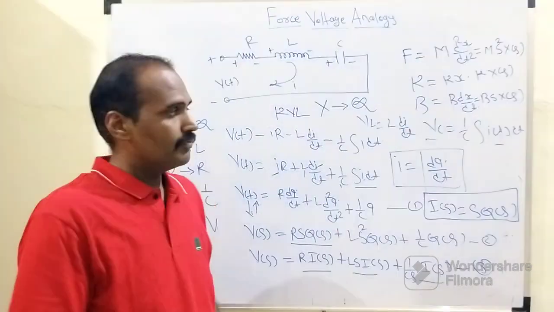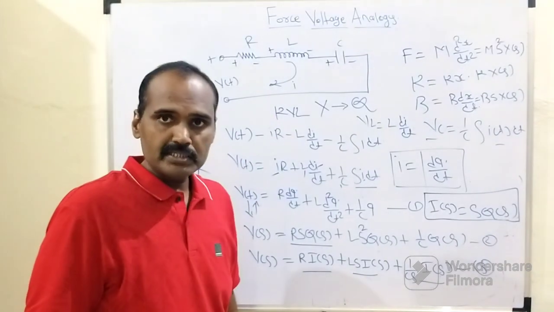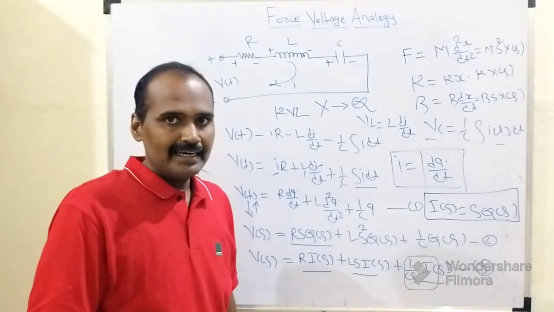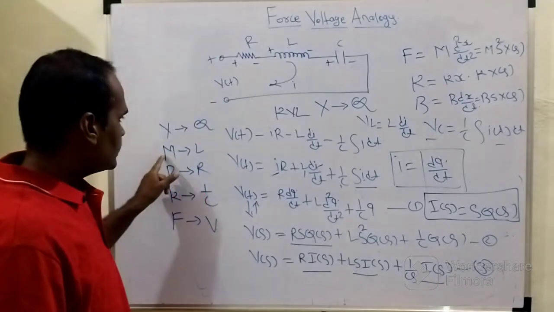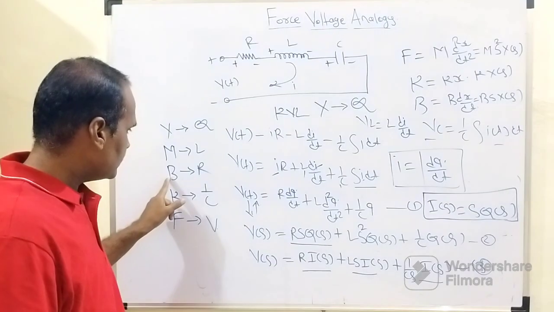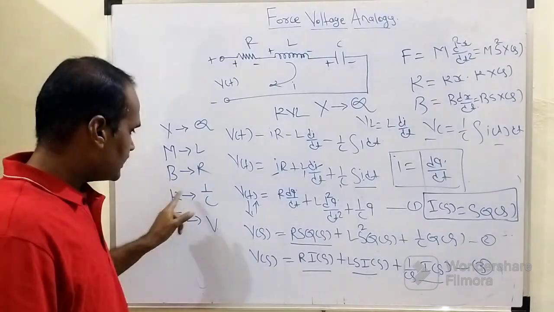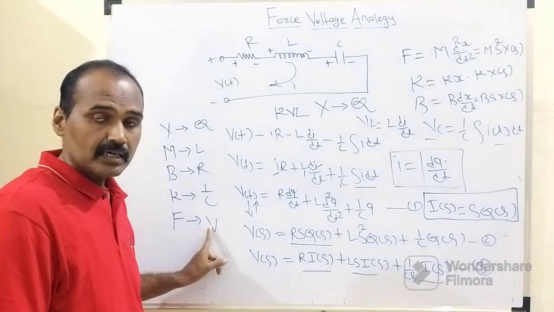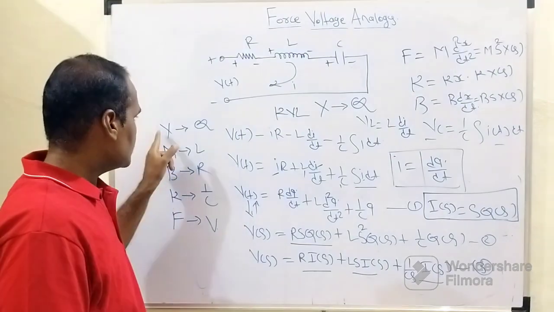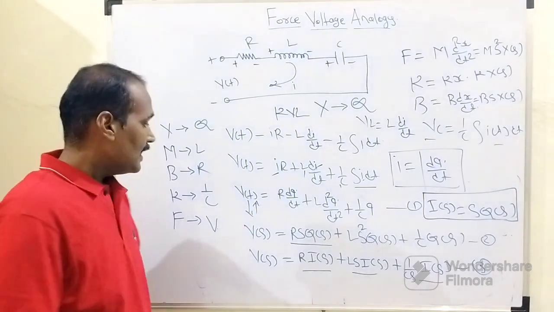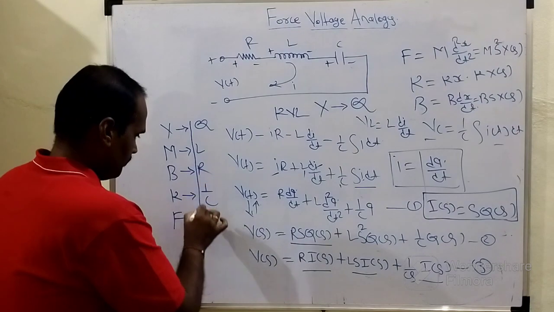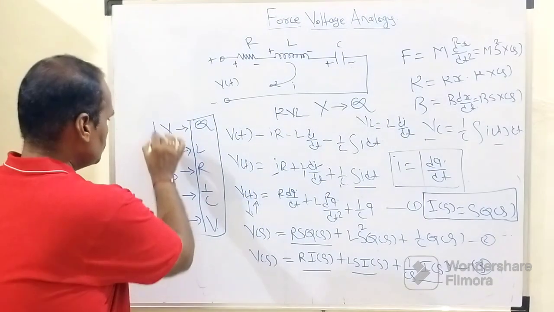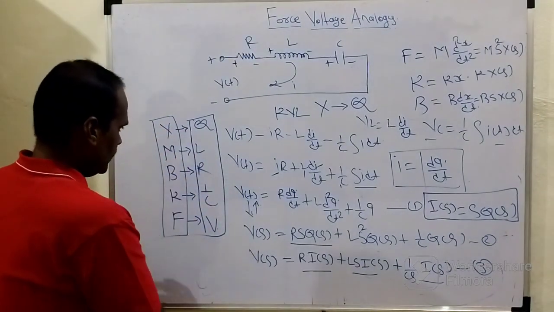So in this way, the force voltage analogy is used to convert the given mechanical system into the equivalent electrical system by replacing this M with L, this B with R, this K with 1 over C, force with voltage, and this displacement with this charge. These are the analogous electrical terms belonging to the mechanical terms, right?